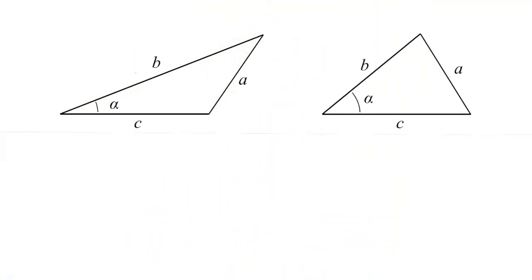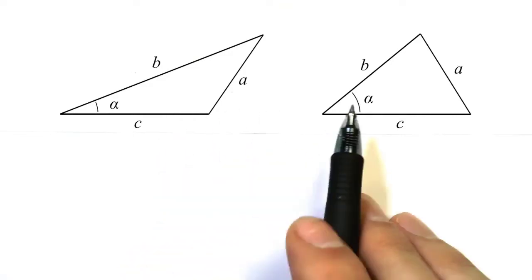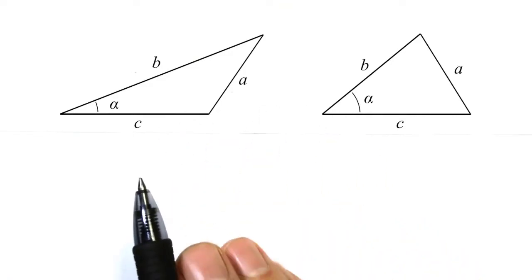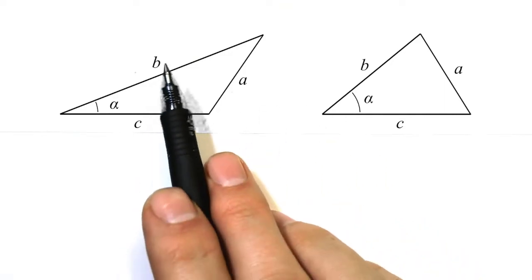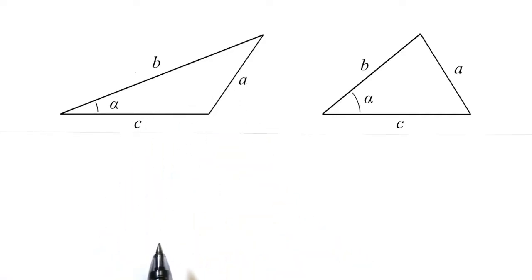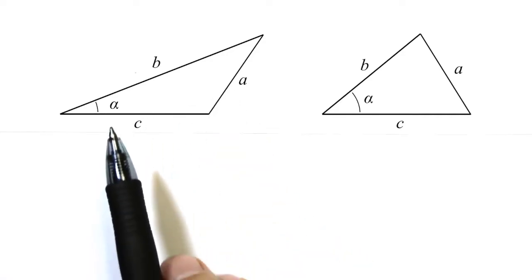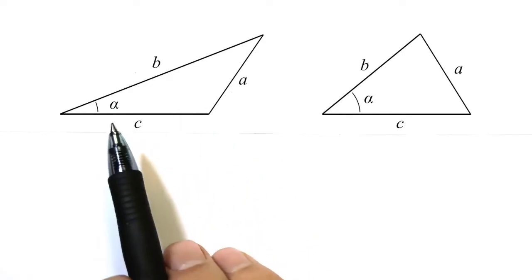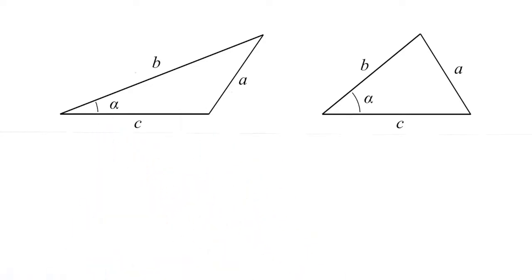So here we have a picture of two triangles, neither of which are right triangles. And what we want to do is find a relationship between the lengths of the sides of these triangles. What you are given here are the lengths of the sides as variables, but also an angle here. So we're also going to incorporate this angle into the formula.